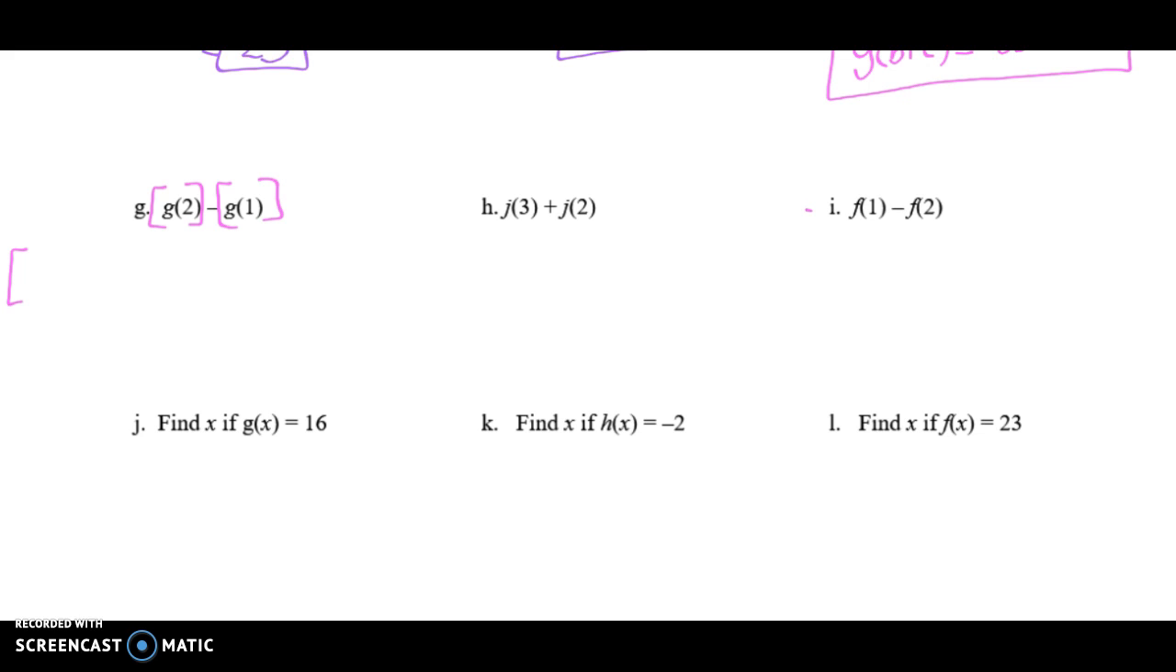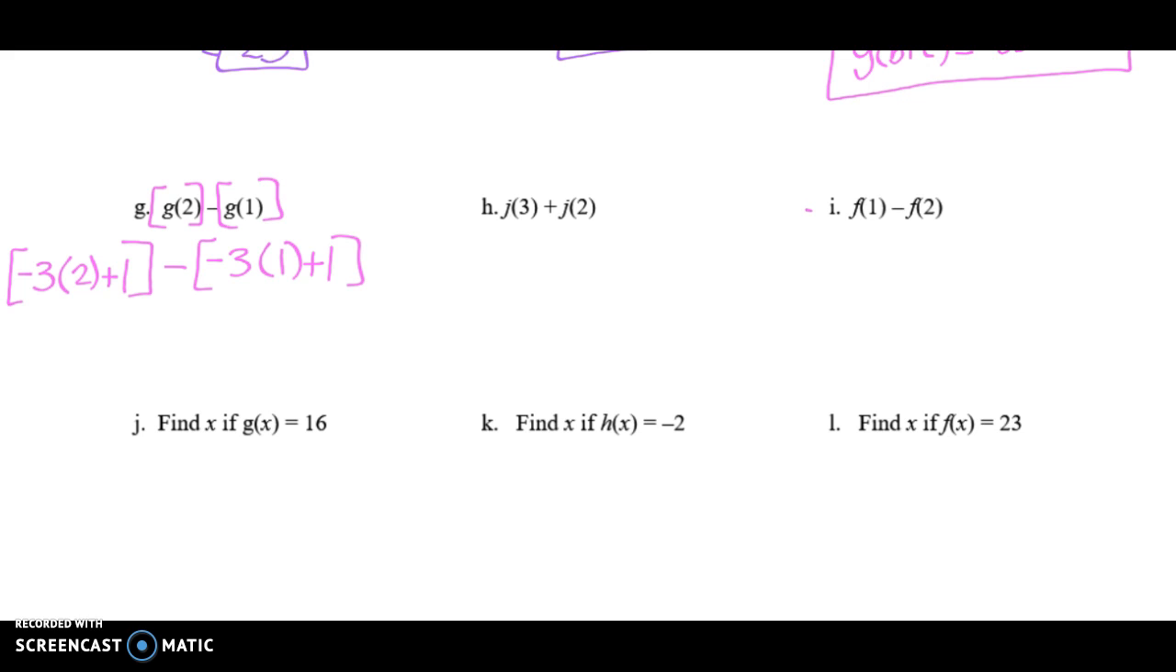So I've got the grouping symbols to keep everything together. I have to evaluate G of 2. G was -3x plus 1, so I take that function and I replace my x with a 2. So there's G of 2. And the minus sign that was in the original problem, new grouping symbol for G of 1. Again, wherever I see an x, now I'm replacing it with 1. So I have my two groups.